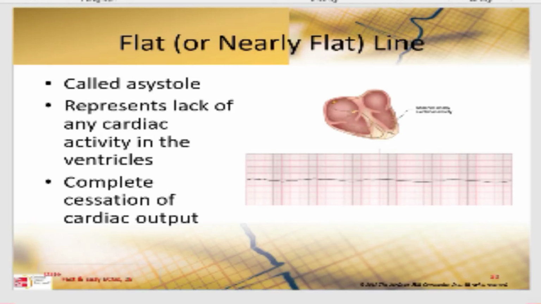Then you have a flat line, and you can probably imagine what that is. That is asystole. There is an absence of the contraction of the heart. So you're not going to see those deflections because the heart's not actually working. There's no activity in those ventricles, and the cardiac output stops.